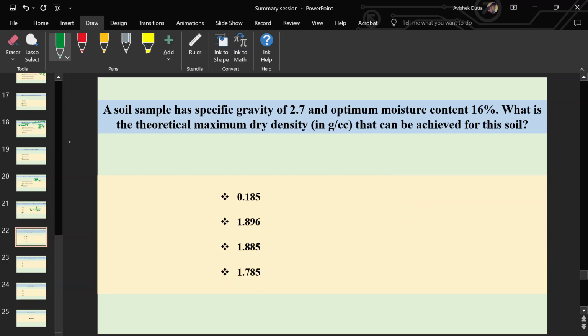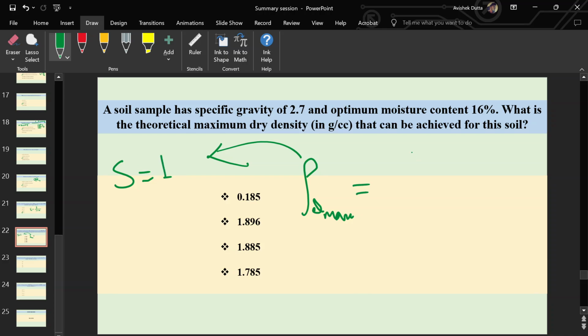Next, another numerical. A soil sample has a specific gravity of 2.7 and optimum moisture content of 16%. What is the theoretical maximum dry density in gram per cc that can be achieved for this soil? So how do you obtain the dry density maximum, gamma d max, over here? For this case, what will be the degree of saturation? S equals how much? We will consider 1 or 0 or 0.5. 1, sir. Yes, S equals 1.